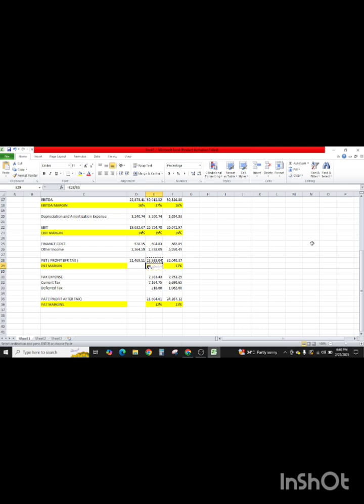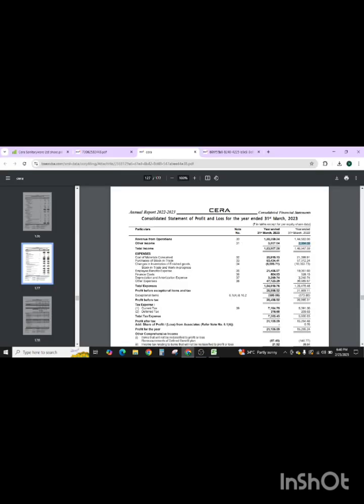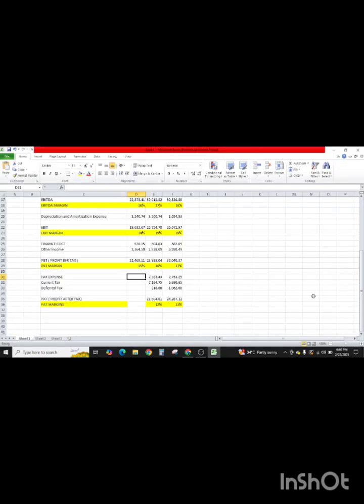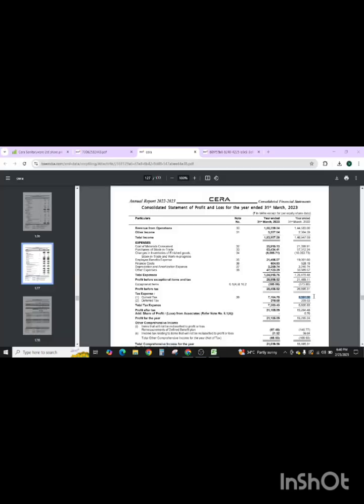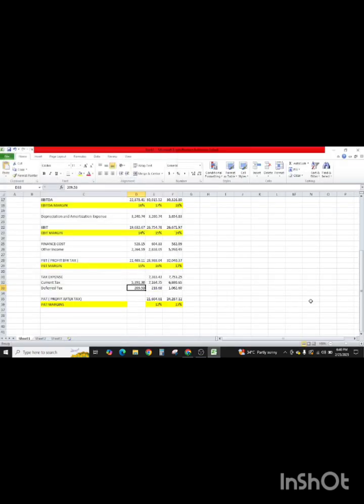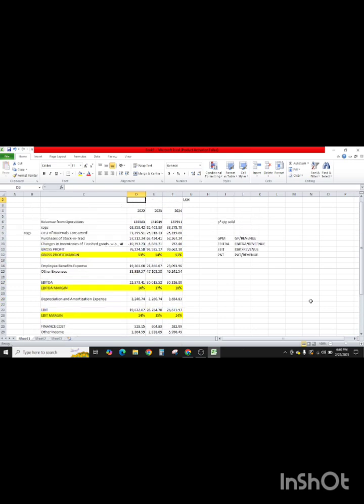Then we get PBT, then the same PBT margin, and tax expense. So 5391 is current tax, and deferred tax is 209.53. So tax expense will be this, and PAT will be this, which is PBT minus tax, and the PAT margin will be this 11%.